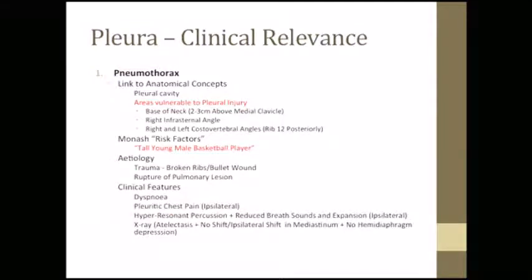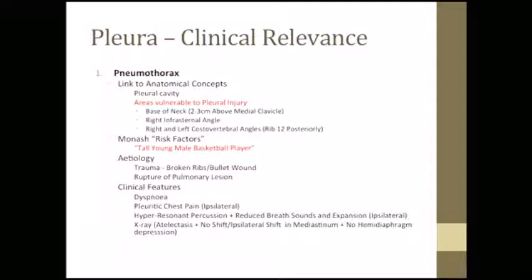So you can have trauma, so there's anything on the outside that causes air to flow in. And you can also have rupture of a pulmonary lesion. So basically, just think of this as if you have too much pressure in your lungs, you have a rupture from the inside and not the outside. So clinical features include dyspnea, so that's shortness of breath, pleuritic chest pain, which means chest pain which is worse on breathing, and you get hyperresonance because you have air trapped in your lung, and so therefore you get reduced breath sounds and expansion on your ipsilateral side as well.